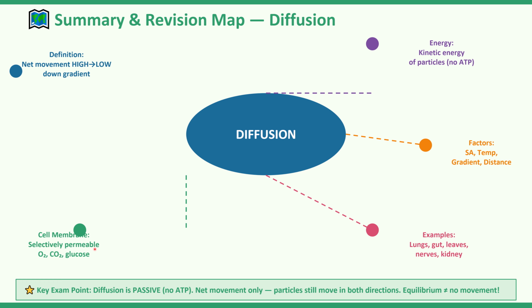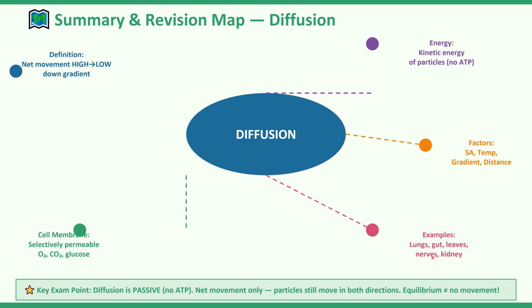Moving to the top right, let's talk about energy. Diffusion is a passive process. This means it requires no ATP energy from the cell. Instead, it relies entirely on the natural kinetic energy of particles themselves. At the bottom left, we see the role of the cell membrane. It is selectively permeable, meaning it only lets certain substances through, like oxygen, carbon dioxide and glucose, while blocking others. This is how the cell controls its internal environment.